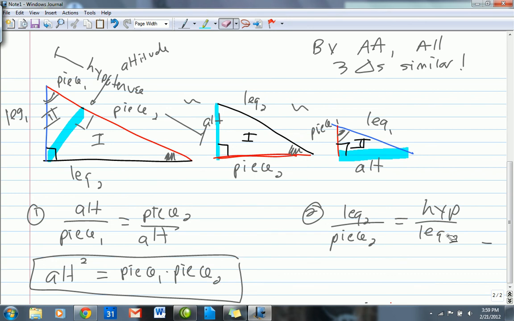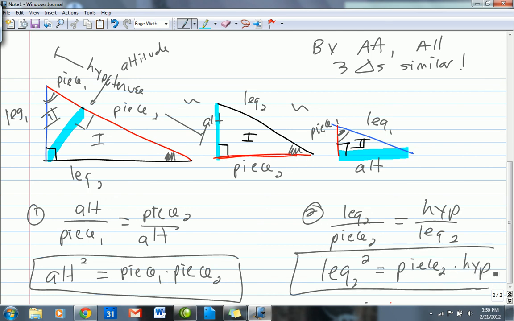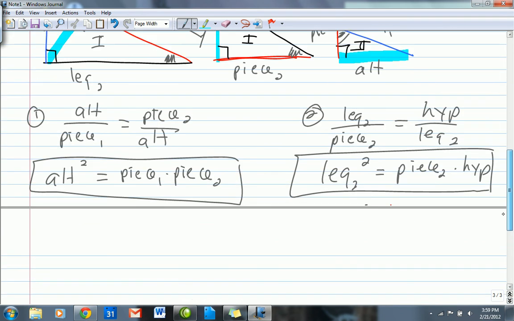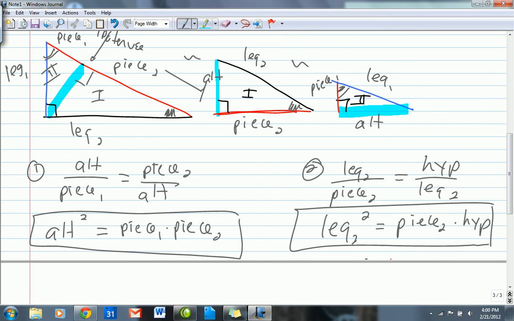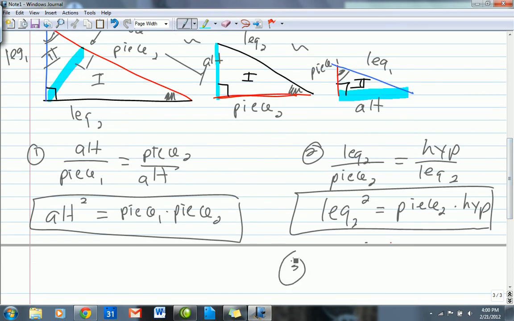Hypotenuse to leg. And so if I multiply that out using the extremely meaningless property, I get leg 2 squared equals the product of piece 2 times the hypotenuse. Okay, and that's another outcome of AH. In fact, I can do the same thing if I were to choose the whole triangle and the small triangle. What I get in the same way is leg 1 squared equals piece 1 times the hypotenuse.